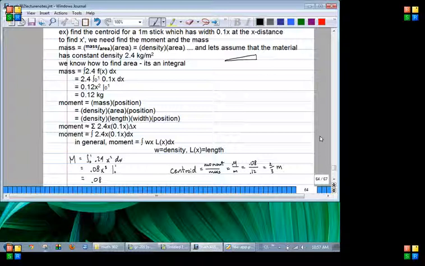So to briefly summarize, in order to find the centroid, you need to find the moment and find the mass and divide. How do you find the moment? You do density times position, which is x, times the length function L of x dx, integrate that, and that's the moment. To find the mass, same thing but erase the x. You do the density times your length function times dx, and then you integrate that.